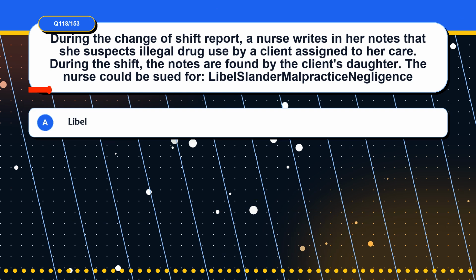Question 118. During the change of shift report, a nurse writes in her notes that she suspects illegal drug use by a client assigned to her care. During the shift, the notes are found by the client's daughter. The nurse could be sued for libel, slander, malpractice, negligence. Here are the options. Option A. Libel.